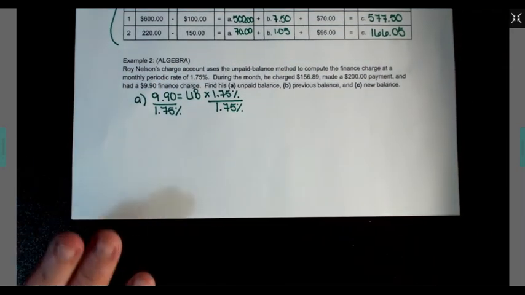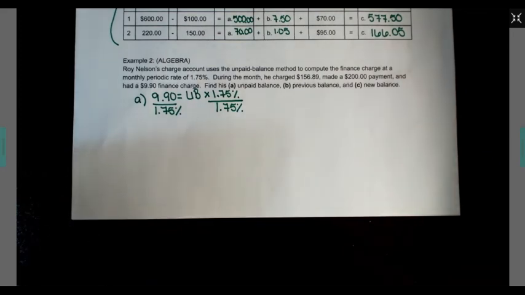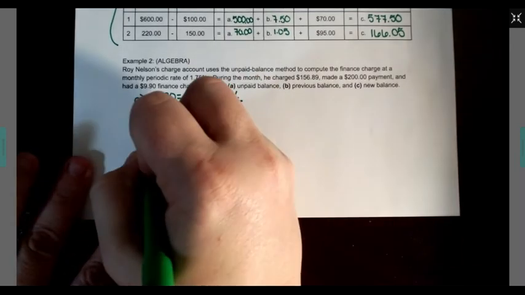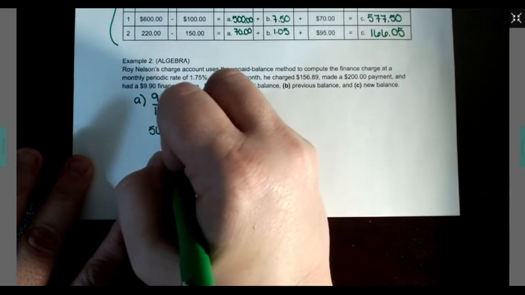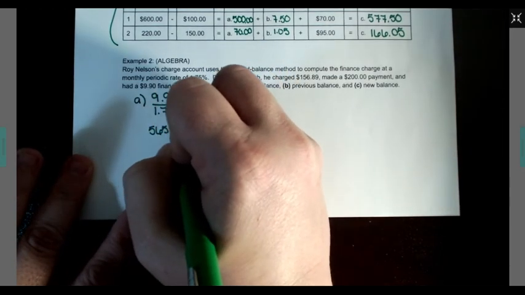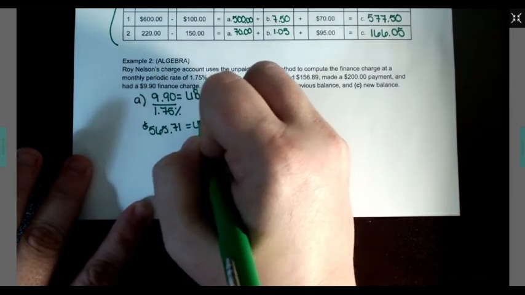Now remember, we always divide by 100, so guess what? We're probably going to have to multiply by 100 here. So we're going to do 990 divided by 1.75 times 100. I'm getting $565.71. That is my unpaid balance.